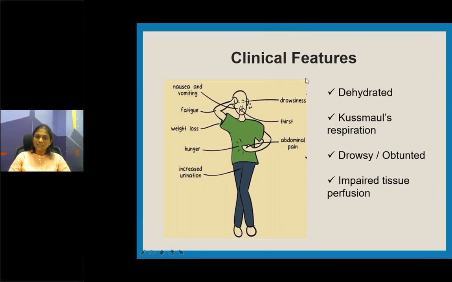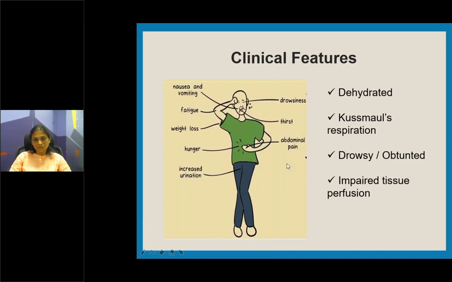On examination, these children appear dehydrated. We can obviously see that the eyes are sunken, the skin turgor is lost, and they have cool, cold peripheries. And they have this characteristic breathing pattern, Kussmaul's respiration, that is the deep and sighing respiration. This is an effort to maintain the normal pH by pushing out the excess carbon dioxide.